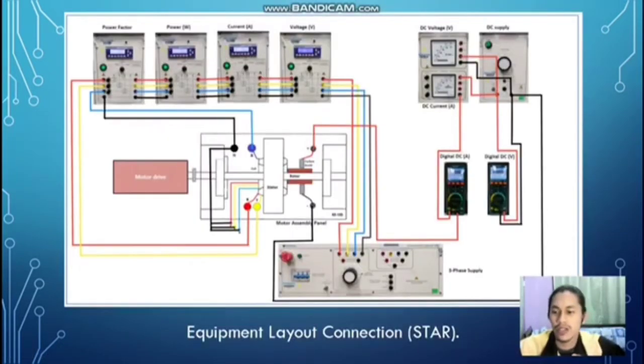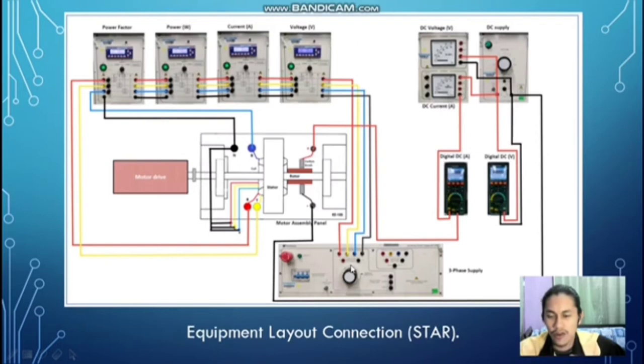Next, I will explain about the equipment layout for the star connection. So this is the connection for the star. There are some main parts that we need in this connection, which are the three-phase supply, voltage, current, power, power factor, DC voltage, DC supply, DC current, digital DC, and the digital DC for voltage.